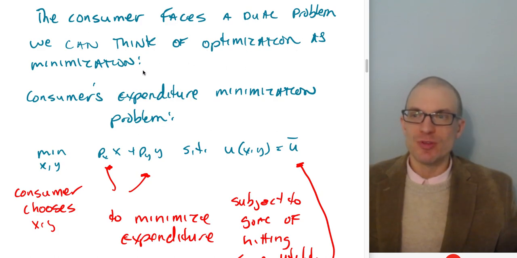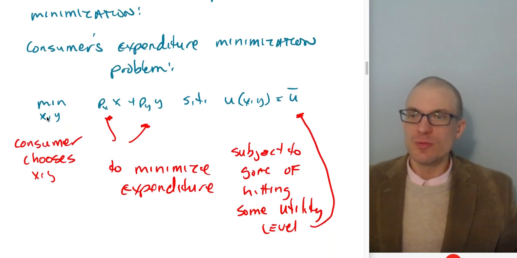All right, well, the consumer actually faces a dual problem. We can think of optimization relative to minimization. Suppose the consumer is trying to minimize its expenditure. So here would be the consumer's expenditure minimization problem. The consumer is choosing X or Y, these are the amounts of good X or good Y to consume, in order to minimize its expenditure.